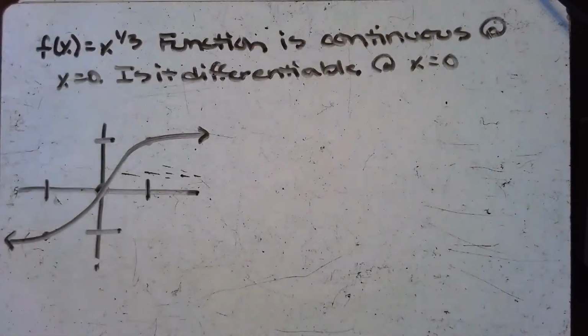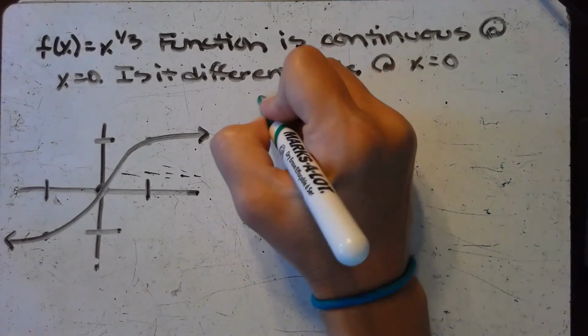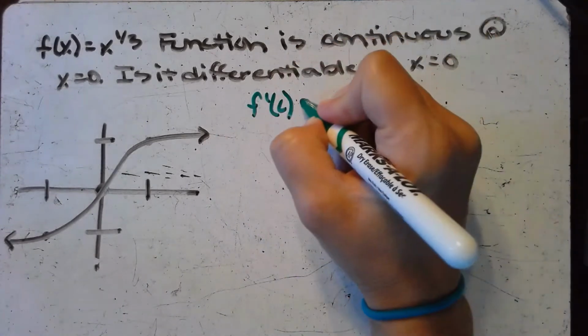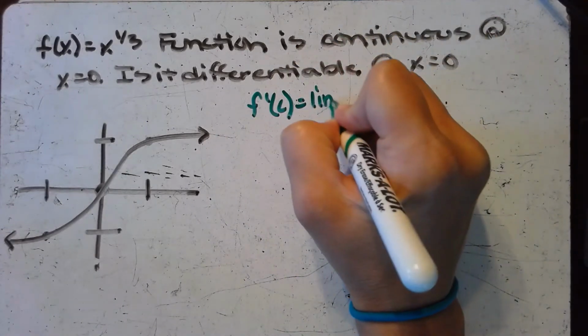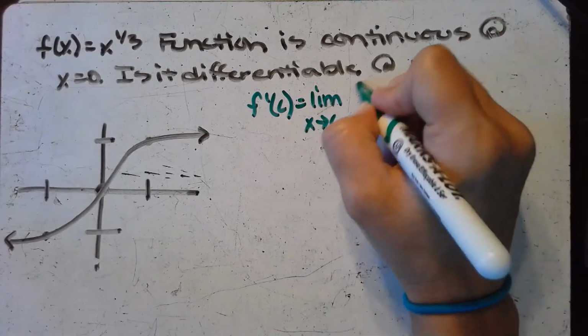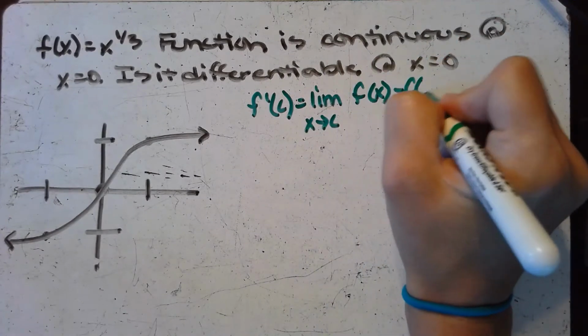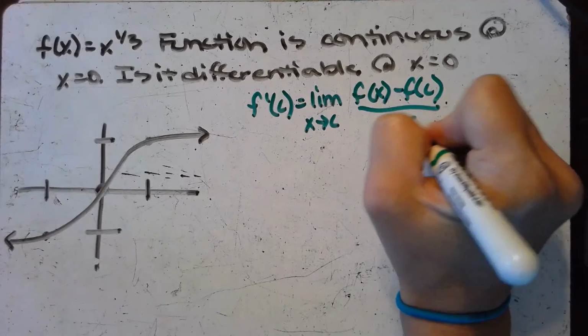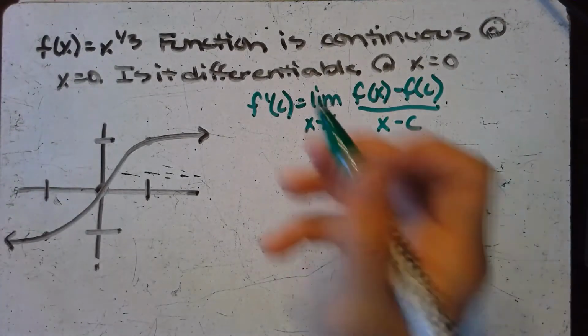So let's take a look at some others. Let's look at this right here. The function is continuous at x equals 0. Is it differentiable? Okay, so let's go look at it. What we're going to do is use that alternate definition. Remember, it was f prime of c equals the limit as x goes to c of f of x minus f of c over x minus c. All right, so here we go.